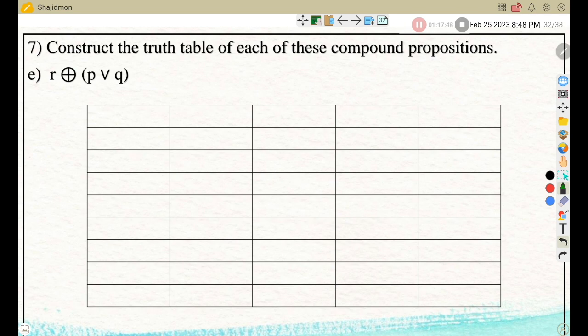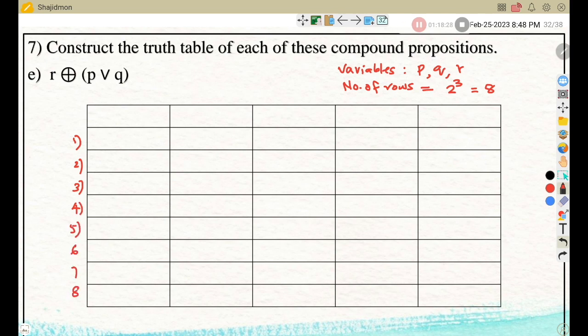One more. Question number 7E: XOR operation P or Q? How many variables are there here? P, Q, R are 3 variables. So we have P, we have Q, we have R. So how many rows? Number of rows equals 2 power number of variables, 2 power 3, which is 8. Eight rows will be there. Okay, so 8 rows we need to create. Here see 1, 2, 3, 4, 5, 6, 7, 8.